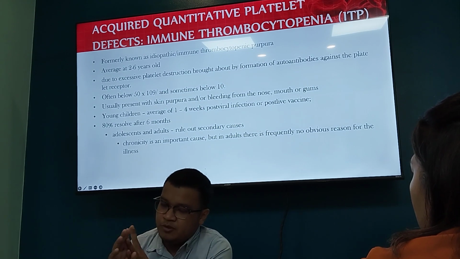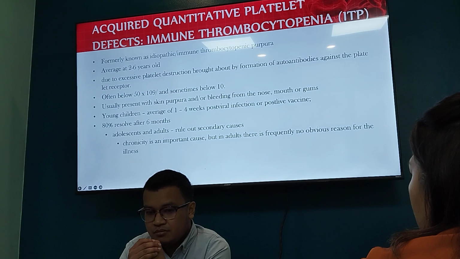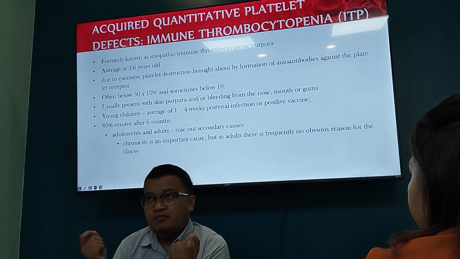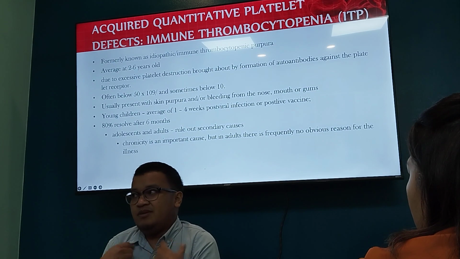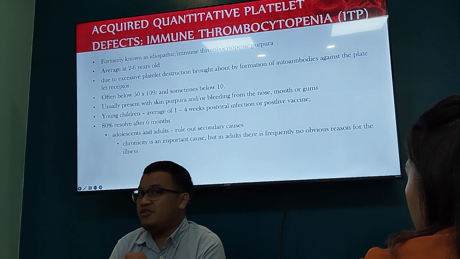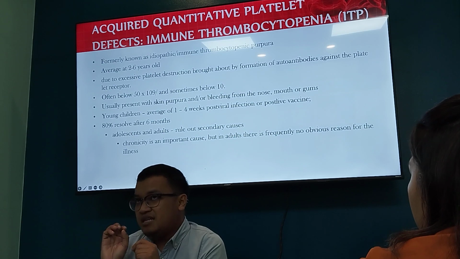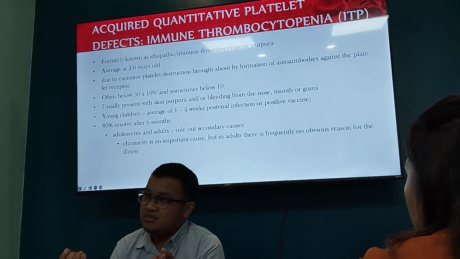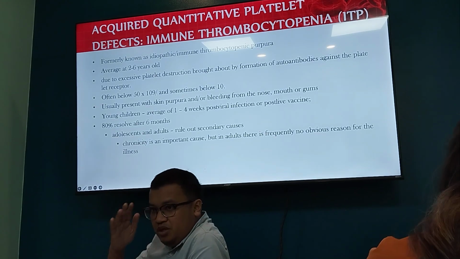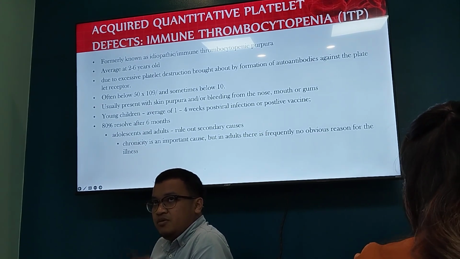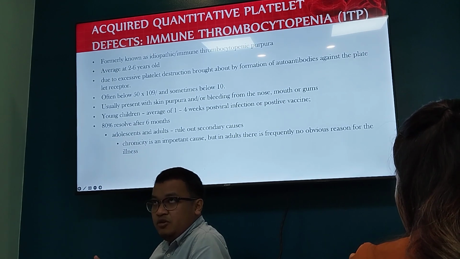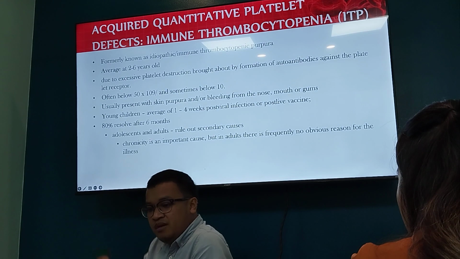And kapag nagkaroon ka ng upper respiratory tract infection o mga viral infection, yung virus na nasa loob ng katawan ng bata or ng individual is morphologically similar with your platelets. So pag gumawa ng antibodies yung katawan mo against the virus, somehow it will attack the platelets. So that's the mechanism of your ITP. Nasisira yung platelets kasi kapareho niya yung viral surface and your platelet receptor. So that's why it will happen around between 1 to 4 weeks post-infection or post-vaccination. Kasi that's the time your immune system does your naturally occurring antibodies or your acquired antibodies. So kaya doon bumabagsak yung platelet.